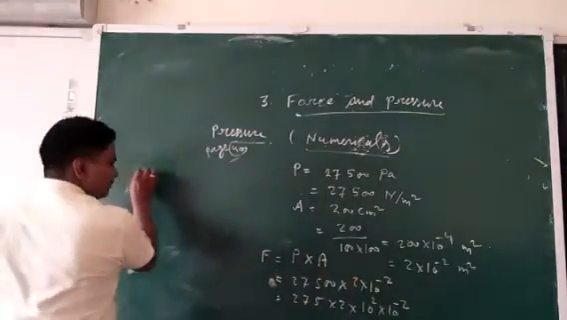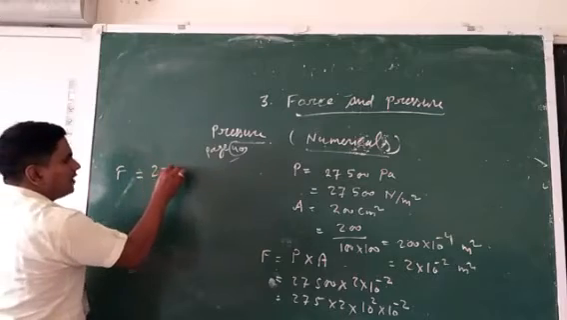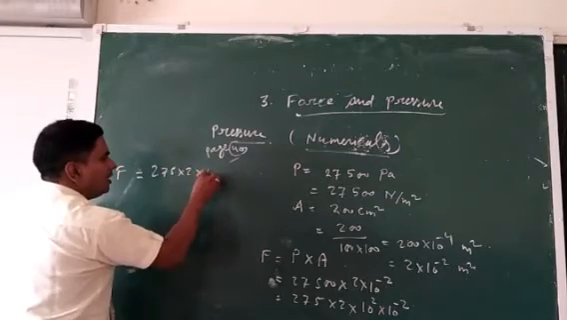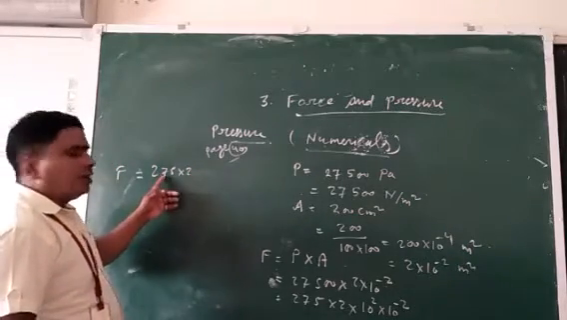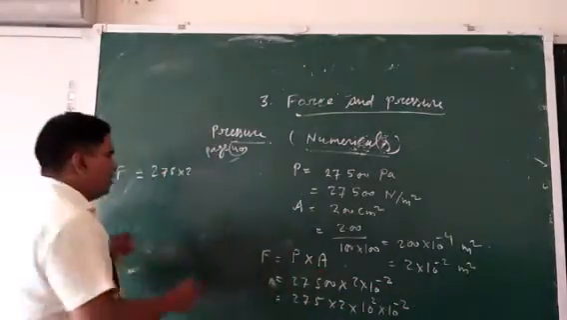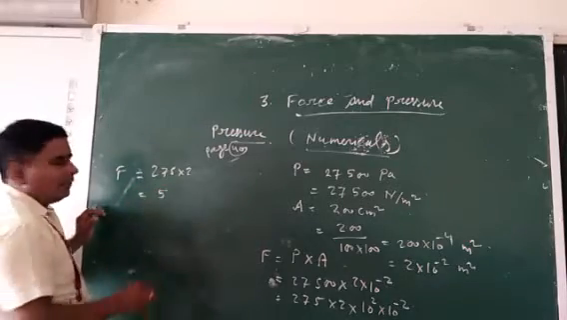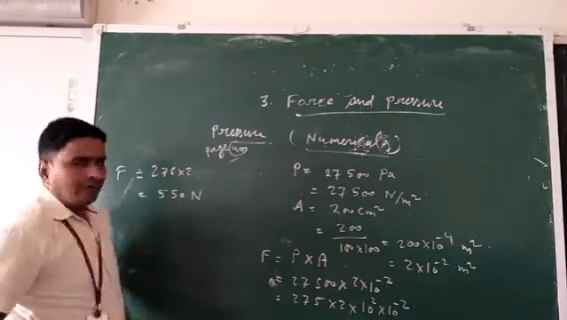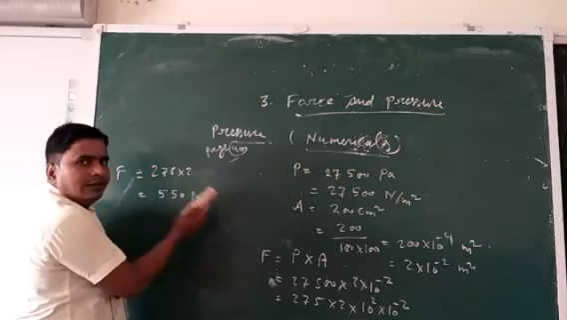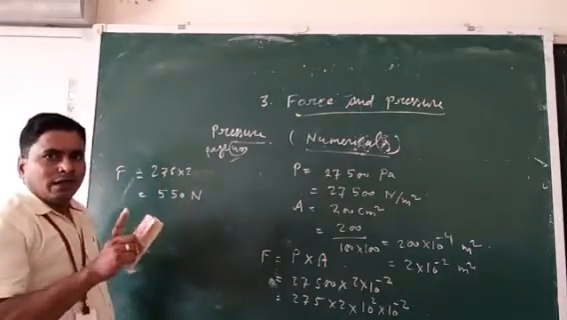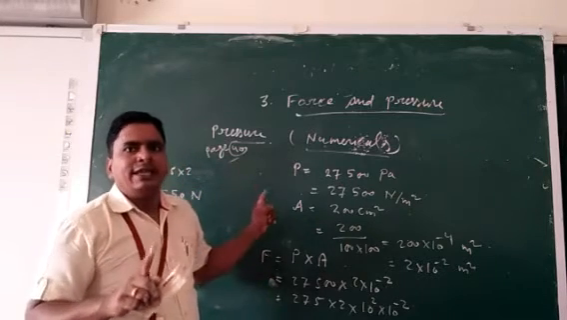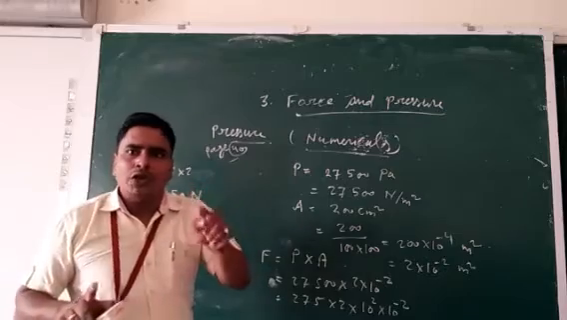So what do we do here? The value of force is 275 into 2, because 10 to the power plus 2 and 10 to the power minus 2 cancel out and become 1. So the value is 550 Newton. 550 Newton. Clear? Now, the third question. The second question is clear; you will note it down in your copy. Nobody should skip this question. You have to write it down in your copy.